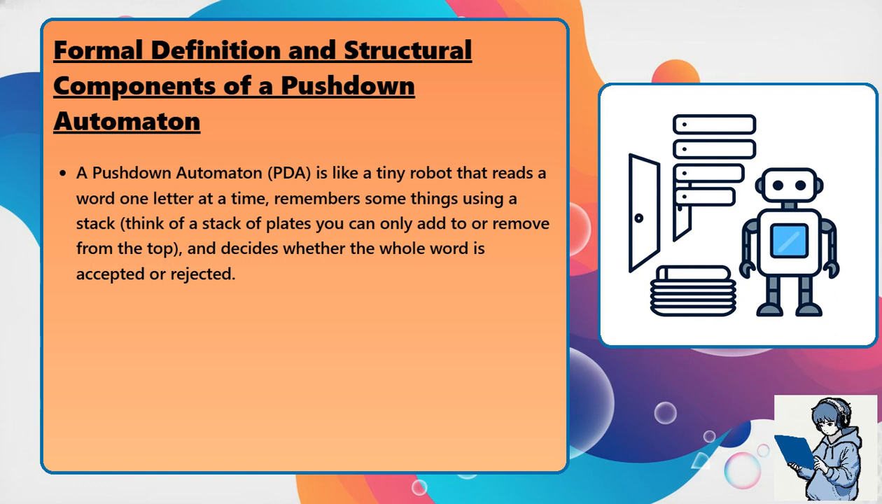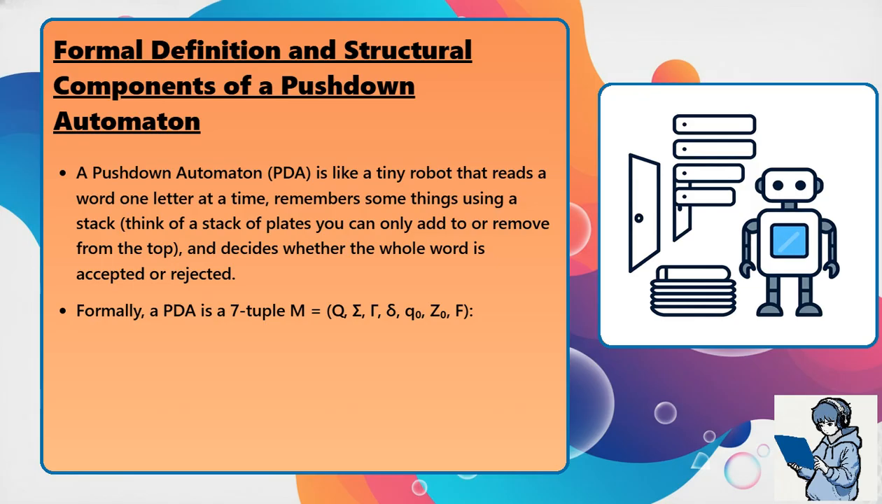A pushdown automaton, or PDA, is like a tiny robot that reads a word one letter at a time, remembers some things using a stack, and decides whether the whole word is accepted or rejected. Think of a stack of plates you can only add to or remove from the top.